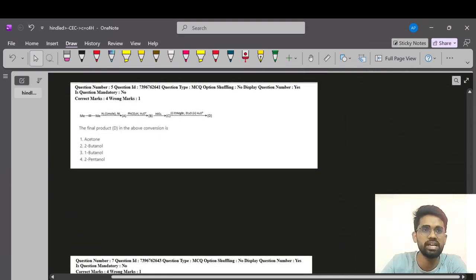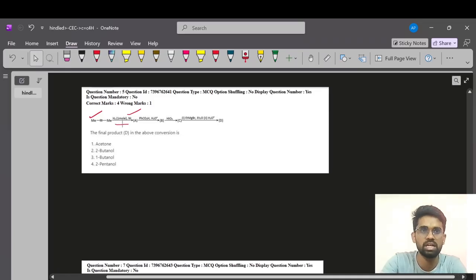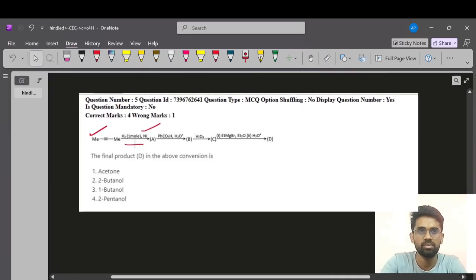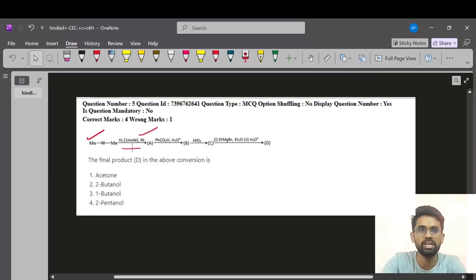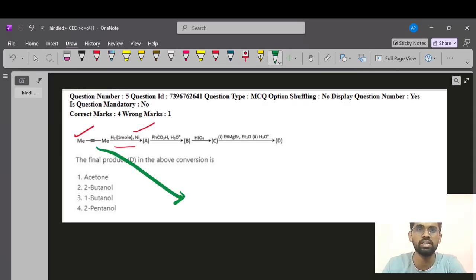So the question here says alkyne. If you see the question, the alkyne is treated with H2 in the presence of nickel catalyst. So what will be the product formed? Let me zoom it out a little bit. So what will be the product formed here? It's simple. Only one mole is mentioned, so you should clearly get a clue that you are adding only one H2.